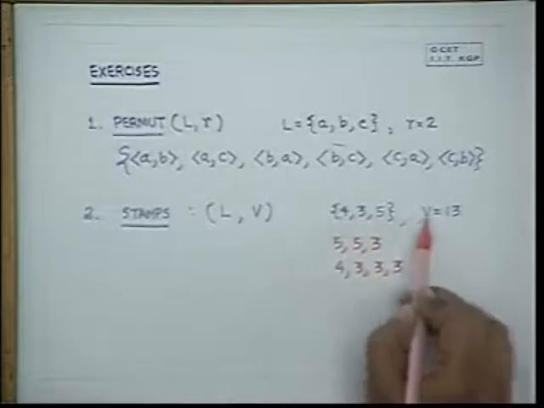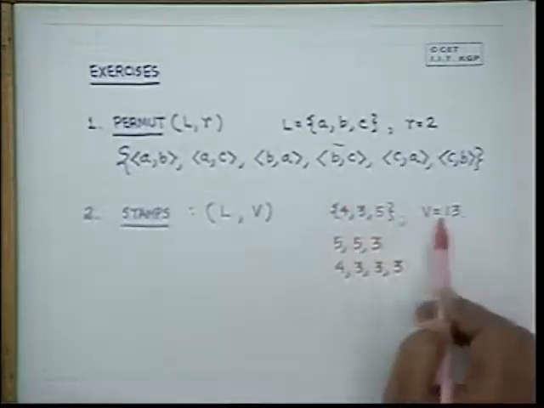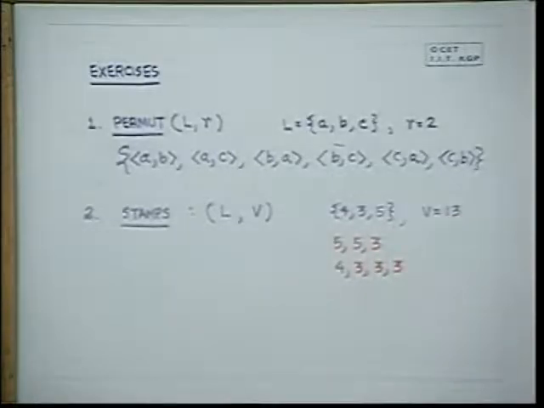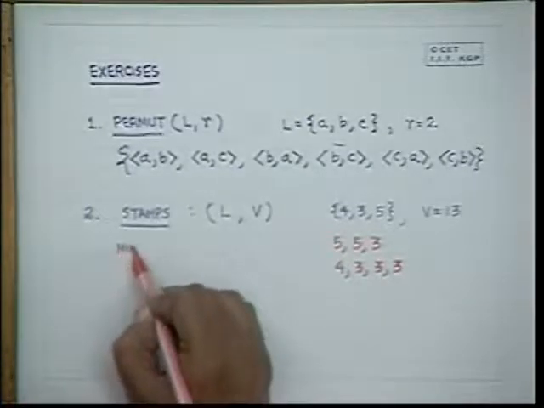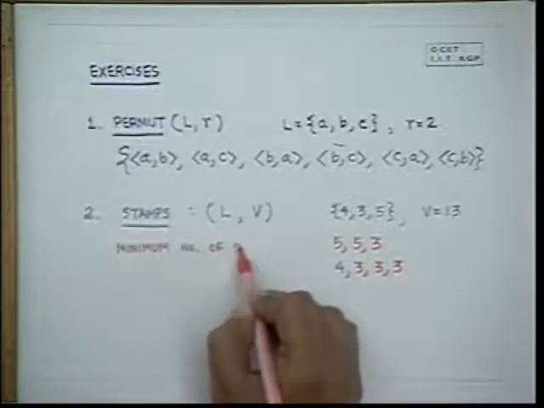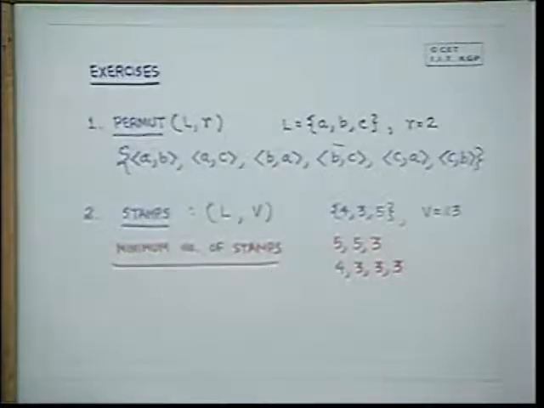For every such set there may not be a solution also. I may give you such a set for which there is no solution and such a V for which there is no solution. In that situation you have to say there is no solution. But the stamps problem does not end in finding any one solution. You have to find that solution with the minimum number of stamps. For example, in this one, this will be the solution, not this.